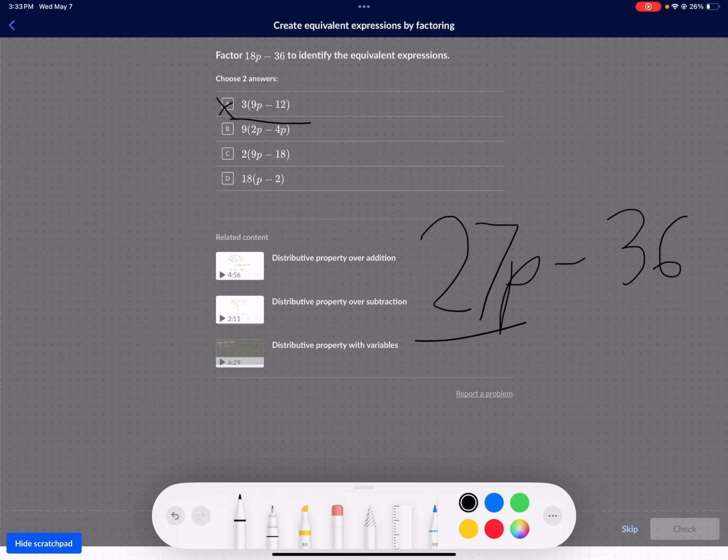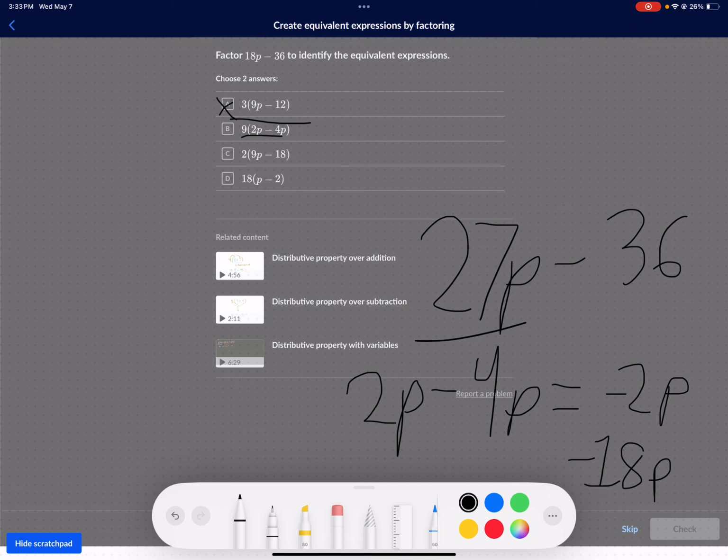Choice B, 2p minus 4p. First of all, like terms are terms that have the same variables. So 2p minus 4p is the same, so you can combine the coefficients, while if you have p and something else, it's like comparing apples and oranges. Here, we're just comparing apples. 2 minus 4 is negative 2p. So 9 times negative 2p is negative 18p, and that's not what we're looking for at all.